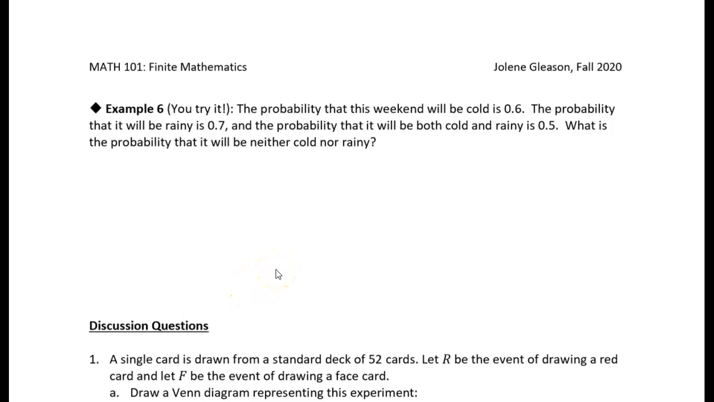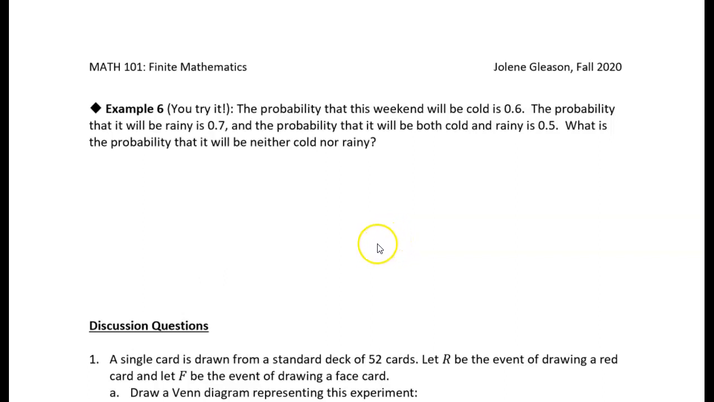All right, in this last example, we're told that the probability that this weekend will be cold is 0.6. The probability that it will be rainy is 0.7. And the probability that it will be both cold and rainy is 0.5. What is the probability that it will be neither cold nor rainy?